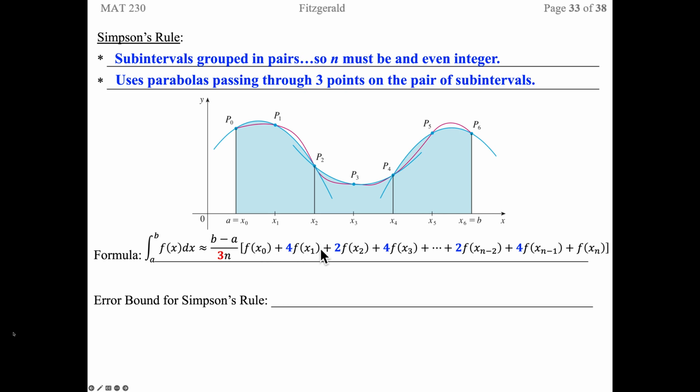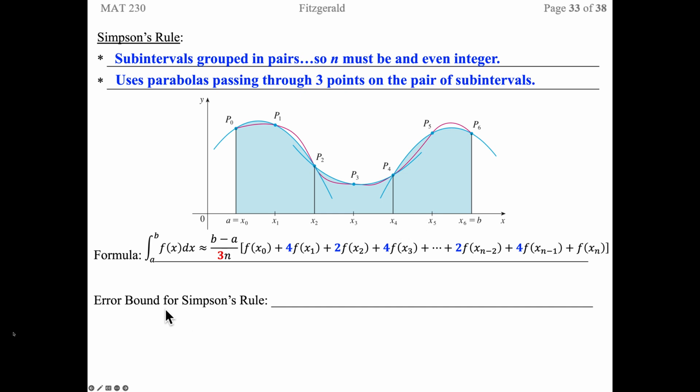But now everything in between is not multiplied by 2; they literally alternate. So 4 times f of x sub 1, 2 times f of x sub 2, 4 times f of x sub 3, and so on. No matter what happens, because you're using an even number of subintervals, you will always get 2, 4, and then the last term at the end. It will never be a 2 here. It's always going to be a 4 being multiplied to that height, or that f of x sub n minus 1, or in this case, f of x sub 5.